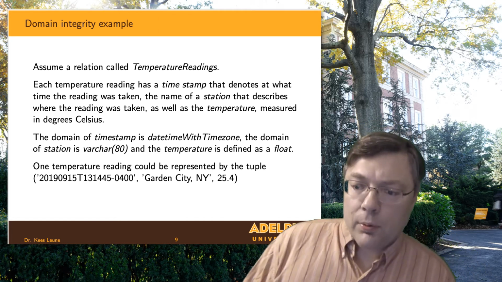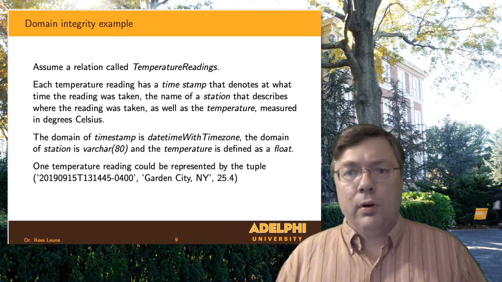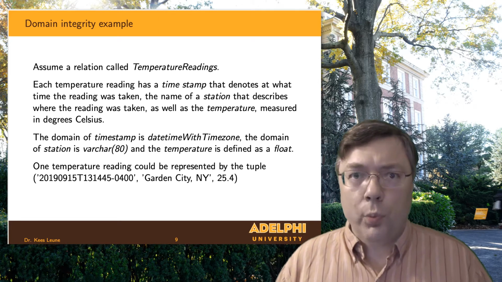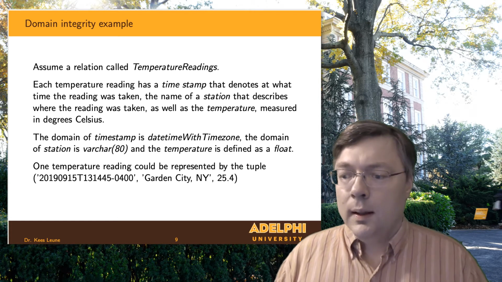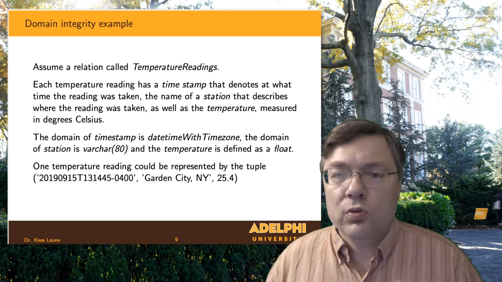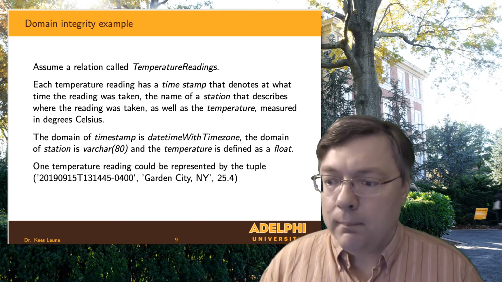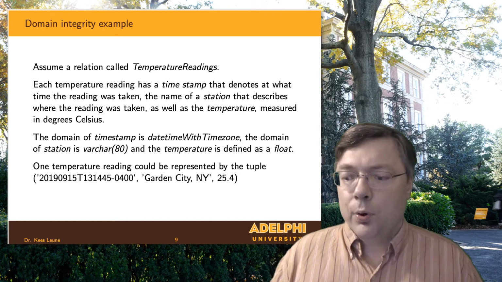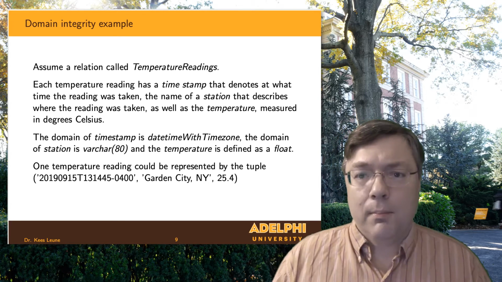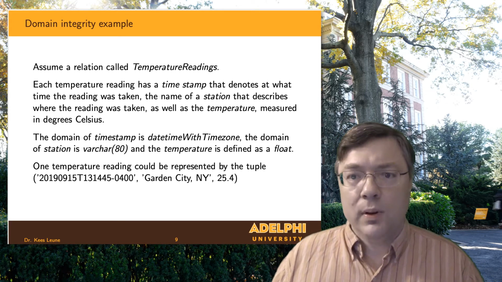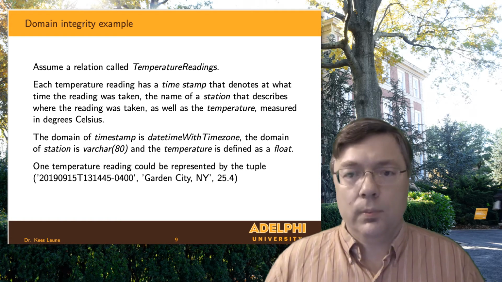Again, next example. Temperature readings. Let's say that I run a large collection of weather stations and I take readings from each of those weather stations. I probably want to timestamp those so that I know when I took that reading. And so I can put a data type, a domain, on the timestamp. I can, for example, say it has to be a date time with a time zone.